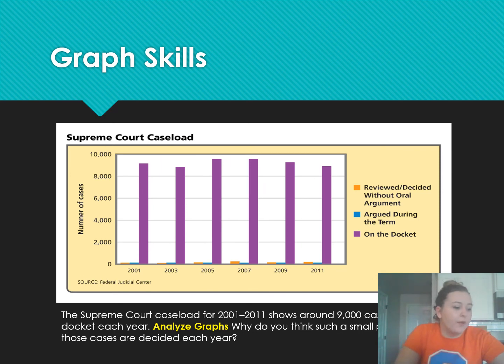All right. A court in which a case is first heard has original jurisdiction, as we've already mentioned, and then a court that hears a case on appeal has appellate jurisdiction.